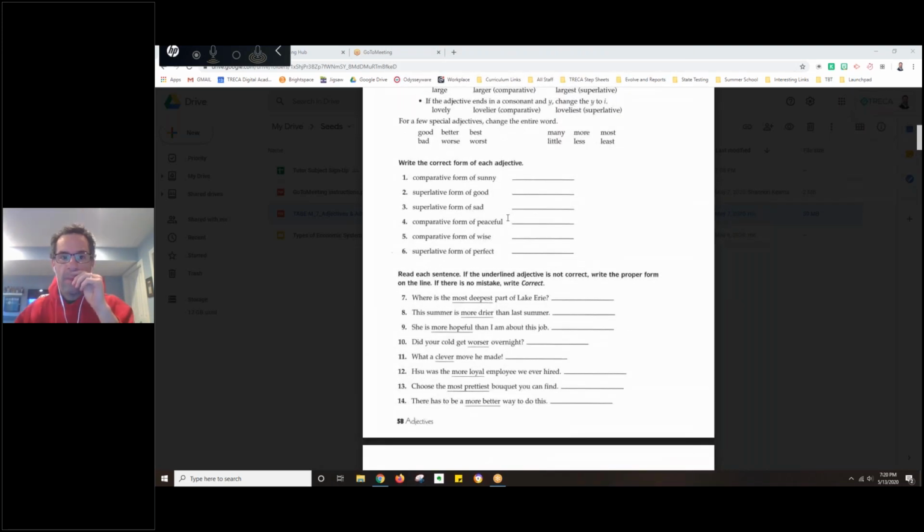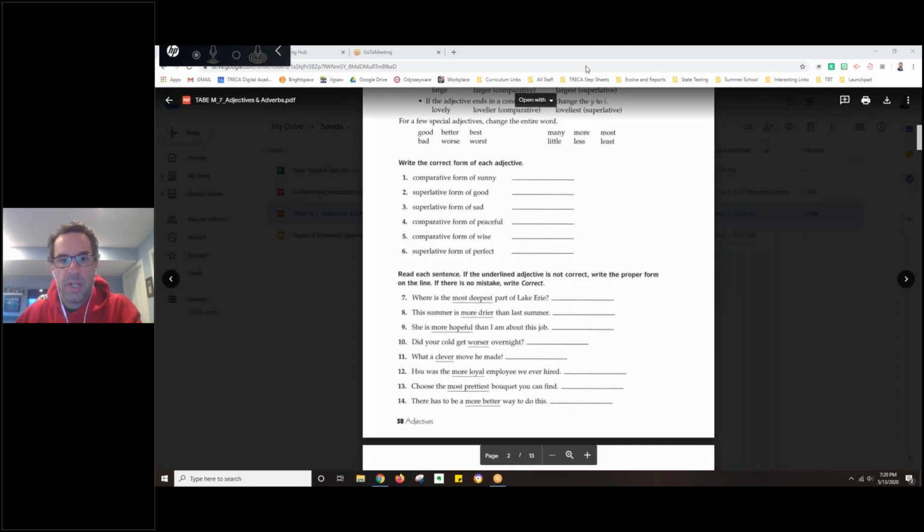through 14. Okay, so again, you can pause this at any time. I will bring up my pen. I'll do a couple of these on my own, and then you can pause and try them out on your own. This says, write the correct form of each adjective. It says comparative form of sunny. So we have to decide what form it is asking us. It's going to ask us either the comparative or the superlative. And then we have to look at our rules. Let me get rid of this here.